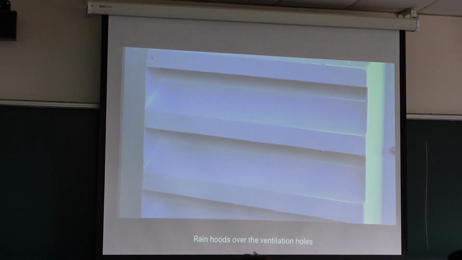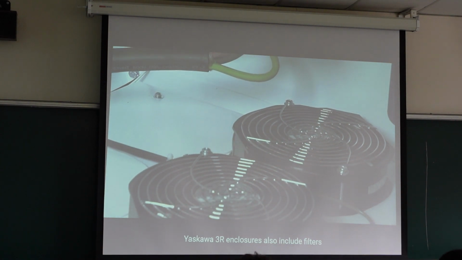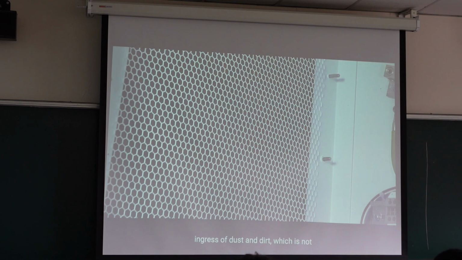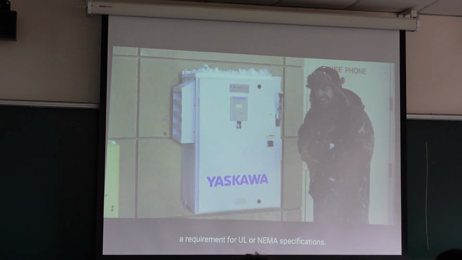Hoods over the ventilation holes prevent rain and insects from entering the cabinet. Yaskawa 3R enclosures also include filters to provide some protection against the ingress of dust and dirt, which is not a requirement for UL or NEMA specifications.